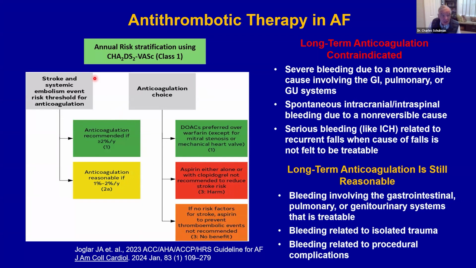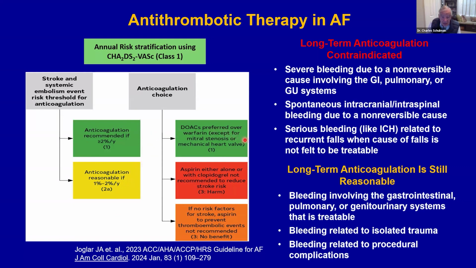So if the patient exceeds the risk threshold for anticoagulation, that is, it's recommended if the risk is greater than 2% per year, which is a CHA2DS2-VASc score of 2. If the CHA2DS2-VASc score is 1, you can either decide to or not to anticoagulate. If the CHA2DS2-VASc score is 0, most people will not anticoagulate that patient.